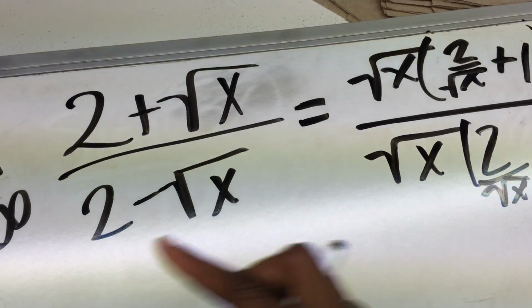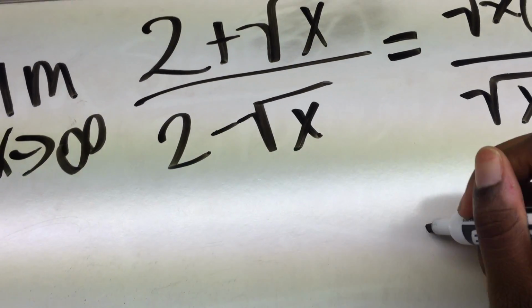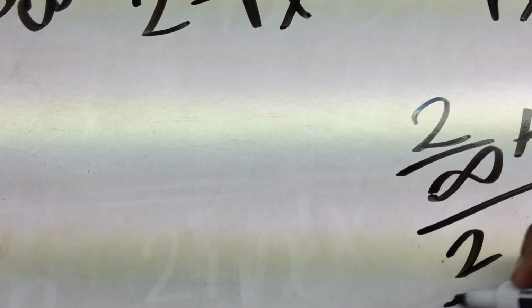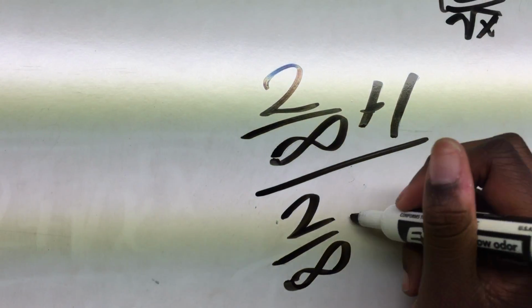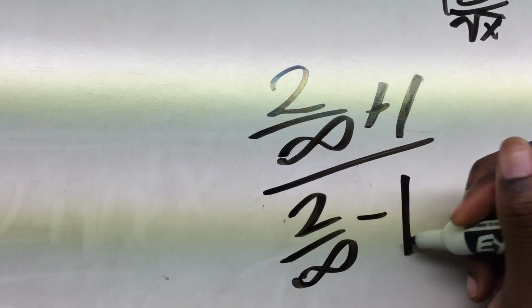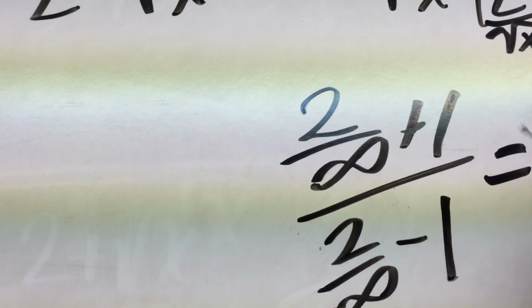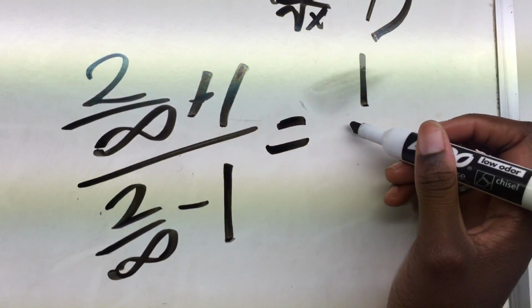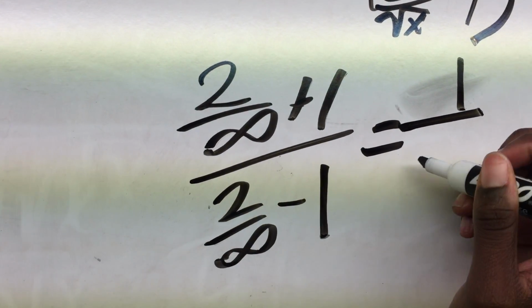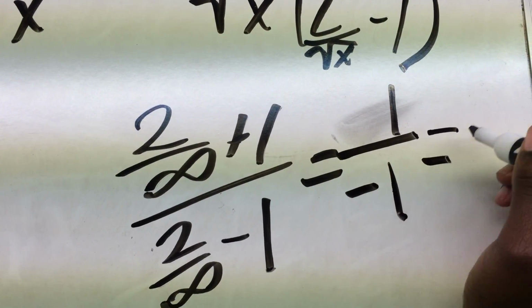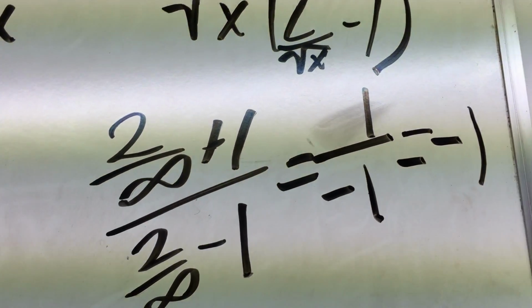Now when we insert infinity into this, we're just going to have 2 over infinity plus 1 over 2 over infinity minus 1. And that's going to give us 1 over negative 1. So the final answer, as we simplify that, is negative 1.